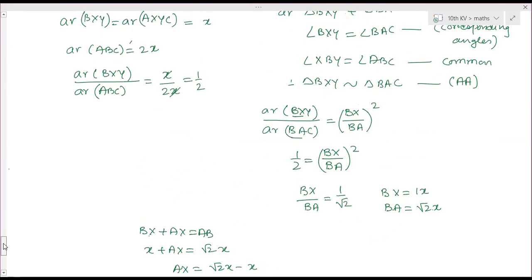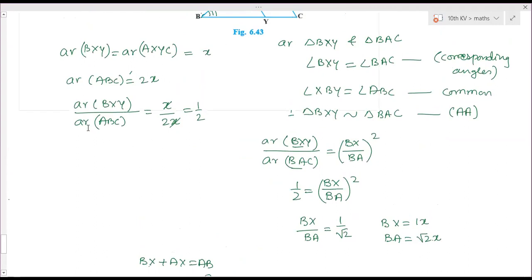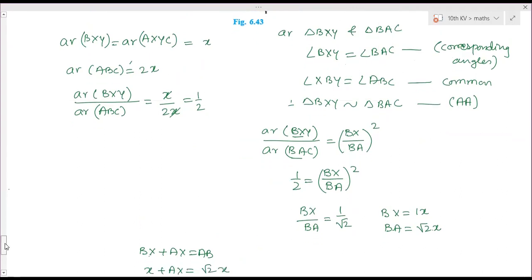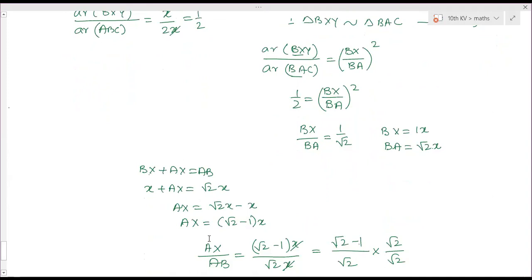So what we have done, first according to their relation, we calculated the ratio of areas as 1 by 2. Now we have proved those two triangles similar because the line is given parallel between them. XY and AC are given parallel. Therefore, we have proved similarity. Now by using similarity, we used the area formula, the ratio of areas of triangles is equal to the side ratio square. Then from that we got the value of BX by AB. But now they are asking AX by AB. So we calculated the value of AX in terms of x and then took the required ratio AX by AB.